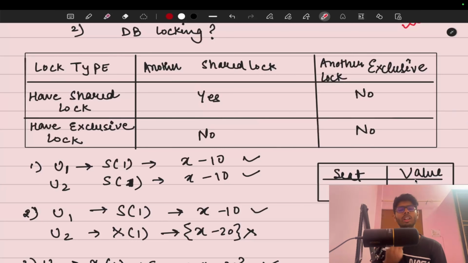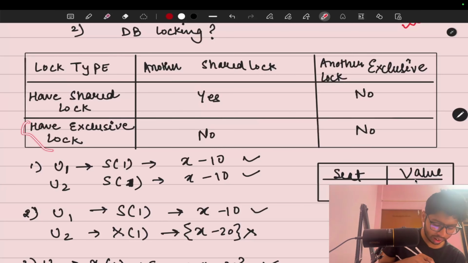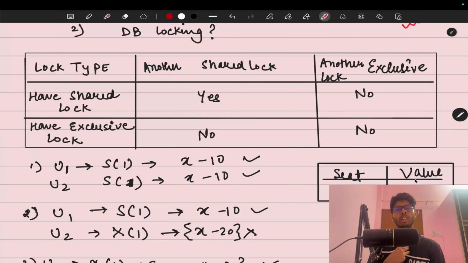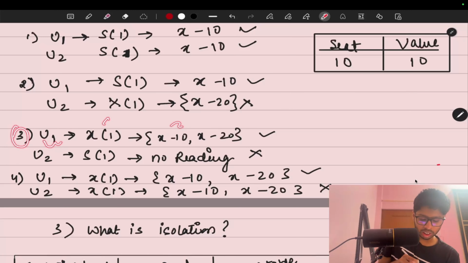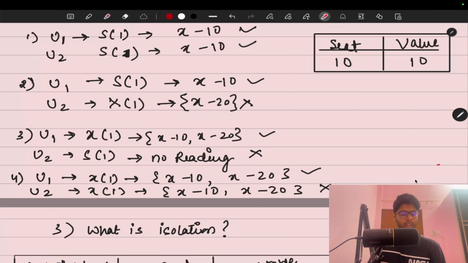Now let's move to the third point, that is having an exclusive lock. It means that I am the one who is changing the data. I am the one who is updating the data right now. Can someone read the data at that time? The answer is no. Let's understand the third point. I am user 1, I take an exclusive lock, changing the value from x equals 10 to x equals 20. I am changing this value right now. Now what will happen? Can user 2 take a shared lock? It means, can user 2 read the data? The answer is no. No reading is allowed at that time.